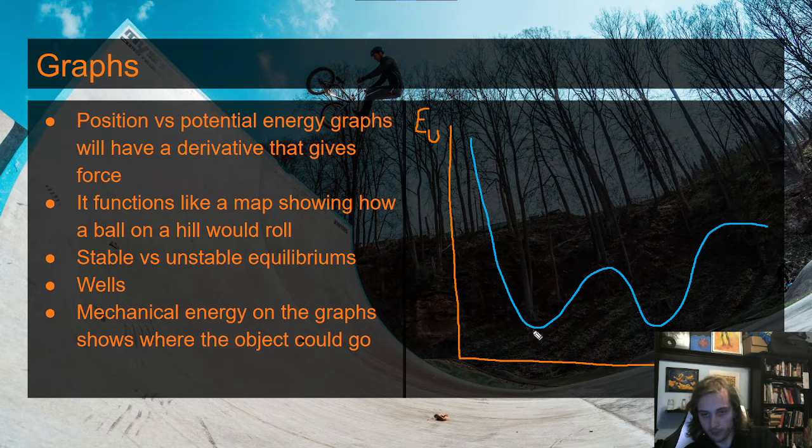Now at this point, the force is equal to 0 because it's a flat point on the line, so our derivative is 0. So this is a point where if you place an object there, it'll stay there, and if you give it a slight perturbation, a little tap, it will come back to the same place. And so this one is a stable equilibrium. It's an equilibrium because the net force is 0, so it won't move, and it's a stable equilibrium because it'll stay there even if you try to make it leave.